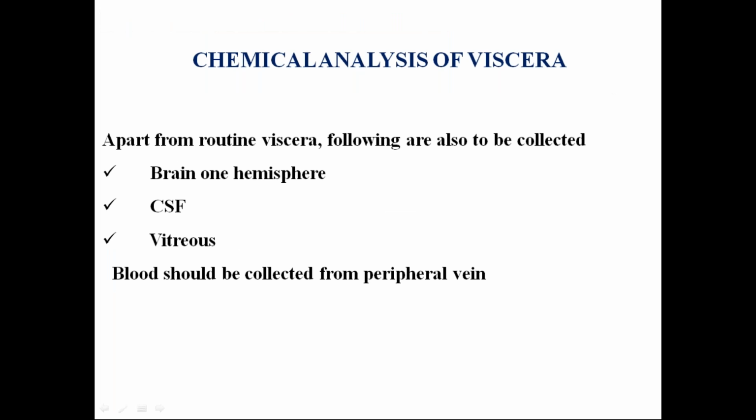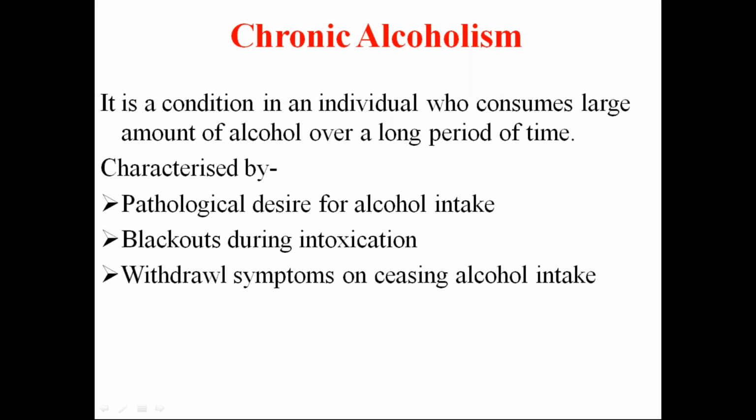Chemical analysis of the viscera, definitely we have to take viscera for routine analysis and for finding out whether alcohol is present or not and how much quantity is taken. We have to take brain most of the time. We can take CSF, we can take vitreous from the eye, and then blood should be collected from the peripheral vein. So normally in routine we take only blood, but if the blood is not present, if the blood is drained by any accident, then we can take the rest of the organs like brain, CSF, or vitreous. So all this is about acute alcoholism.